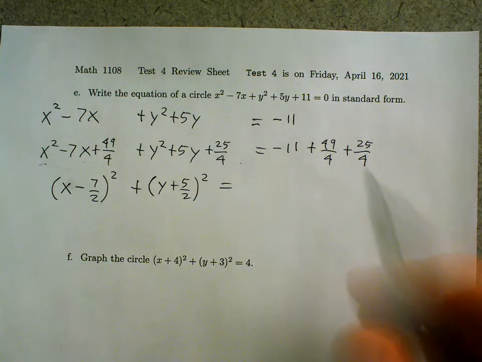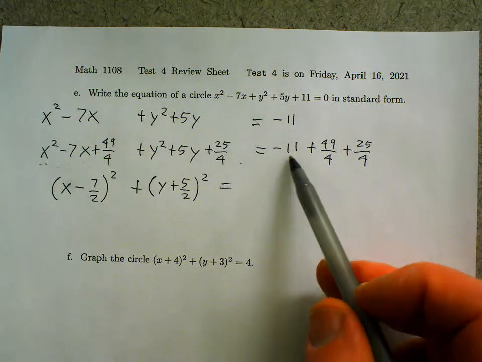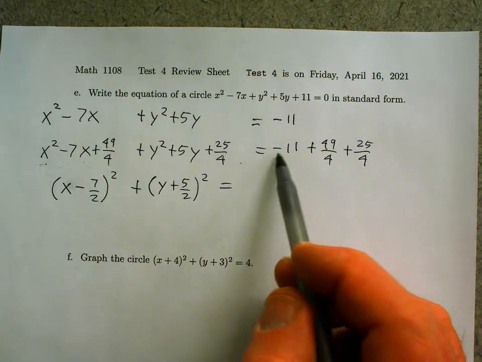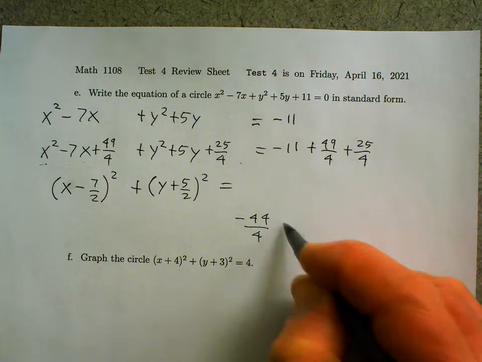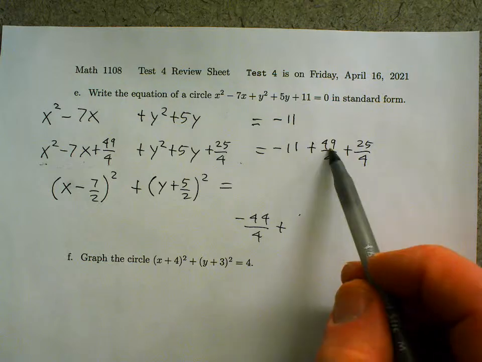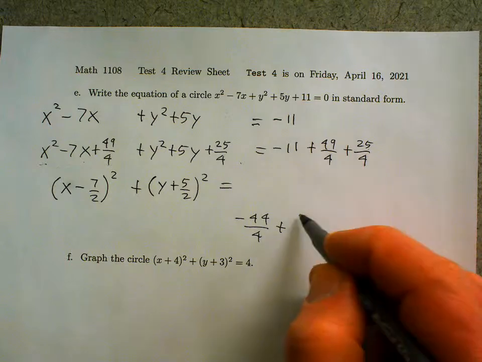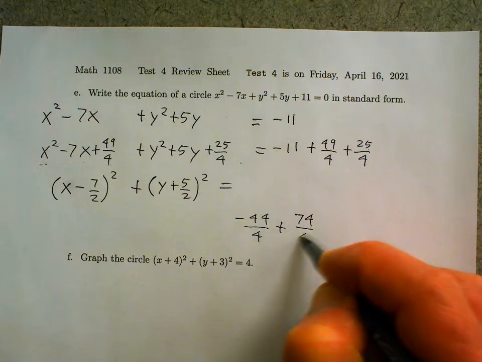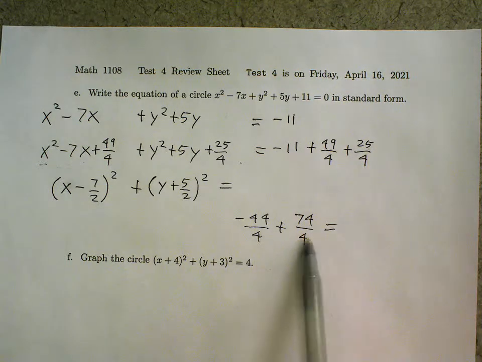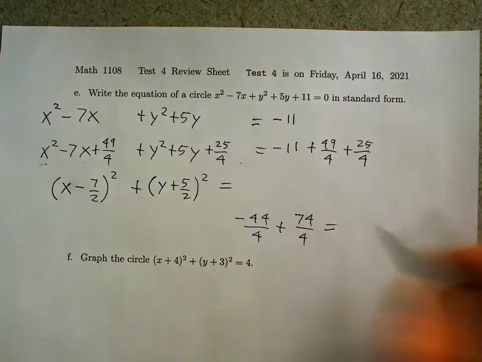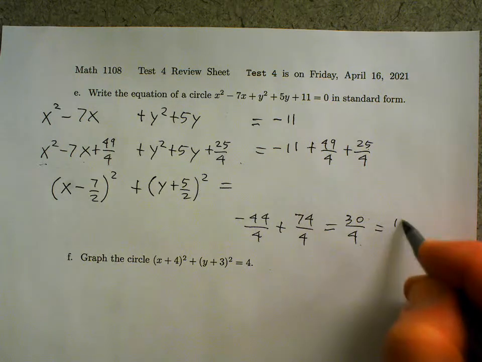And then we want to simplify the right-hand side. So we need a common denominator. So I'll replace -11 with -44/4 and add that to 49/4 plus 25/4. That part simplifies to 74/4. And then when we add these two, we just get 30/4. This can be written in lower terms as 15/2.